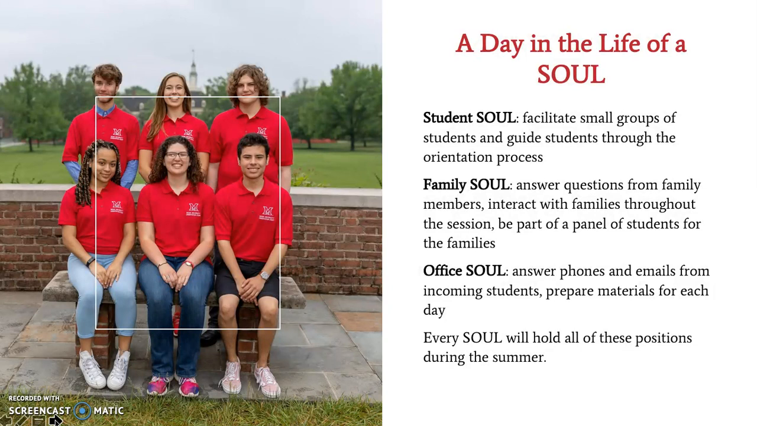As a SOL, you will have 3 roles: Student SOL, Family SOL, and Office SOL. As a Student SOL, you will facilitate small groups of students and guide students through the orientation process. Family SOLs will answer questions from family members, interact with families throughout the session, and serve as part of a panel to answer questions that family members may have. Lastly, Office SOLs will support behind-the-scenes logistics, including answering phones and emails, and preparing individualized materials for each student at orientation. Every SOL will have the chance to have all of the positions. However, you will be a Student SOL for the majority of the summer.